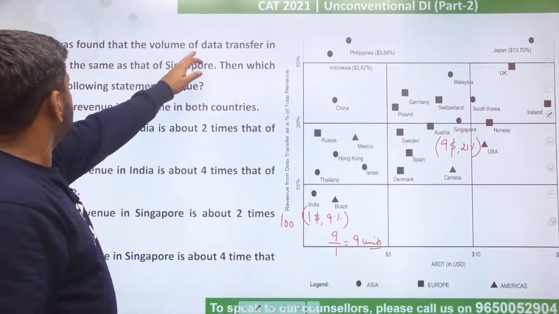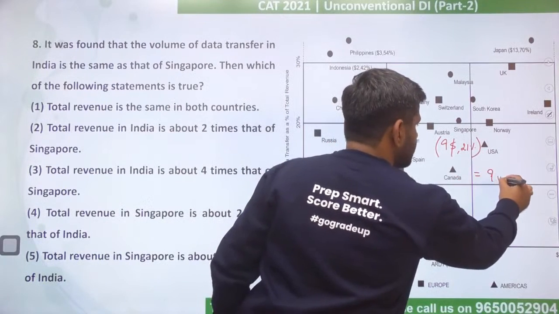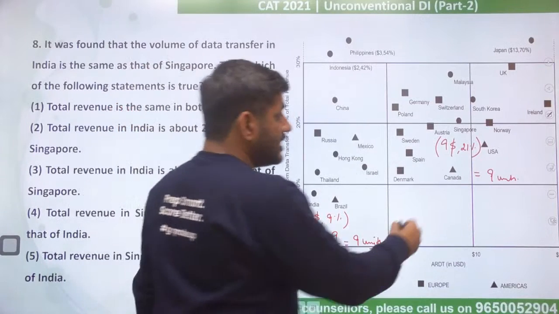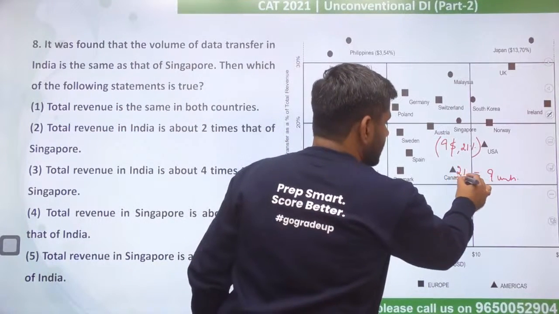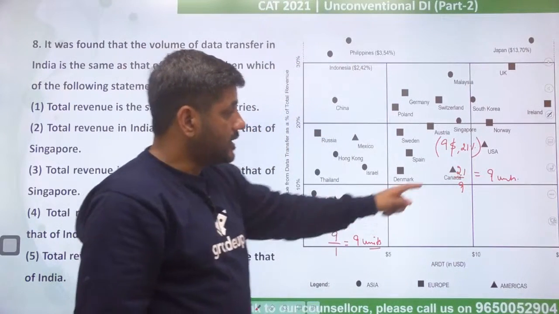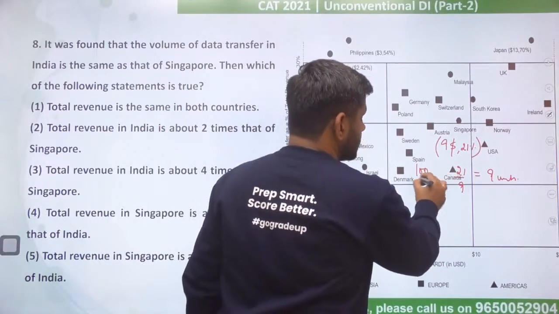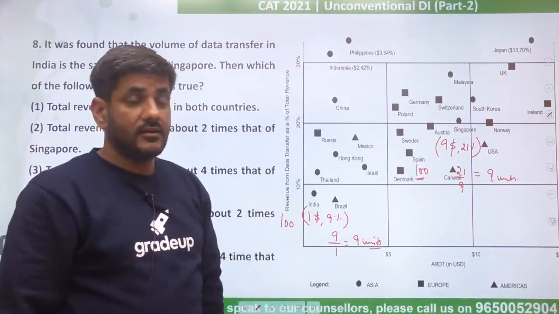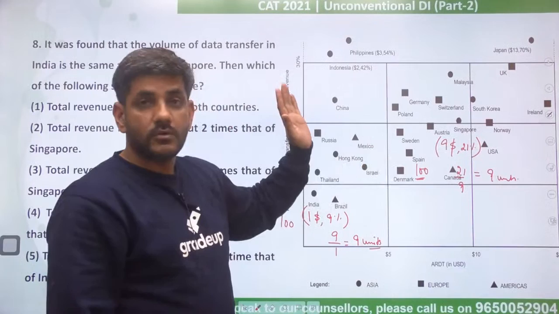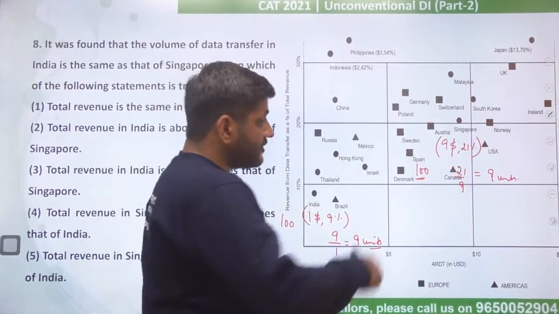This time he says volume of data is same for both of them. So ultimately for Singapore also it should come out to be 9 units. For Singapore it should be 9 units. But how is 9 units coming? By doing 21 divided by 9. But 21 divided by 9 will not give 9. But 21 by 9 is 9 when I am assuming their revenue as well as 100. But their revenue is not 100. Their revenue is not equal to 100. So I am saying that 21 by 9 ultimately should be 9 if it is 100.